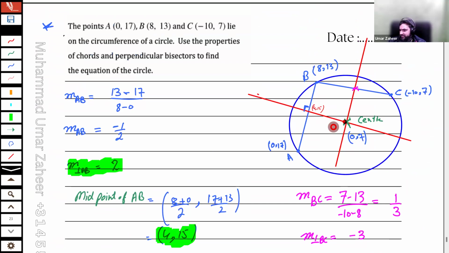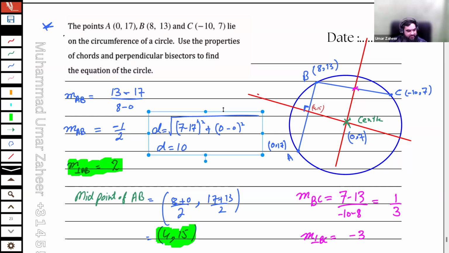For the radius, you can find the distance from these 2 points, or these 2 points, or these 2 points. It's your choice. Let's find the distance from A and the center. We have a distance equal to the square root of (y2 minus y1) whole square, so 7 minus 17 whole square, plus 0 minus 0 whole square. So it will be 10. So you will get the distance is going to be 10.